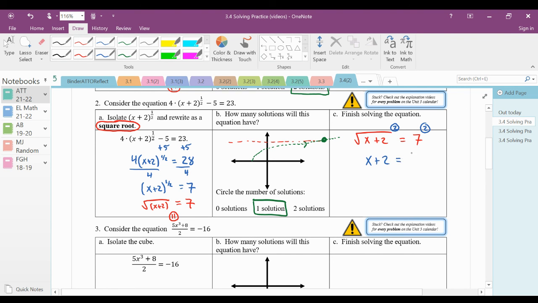Now I have that x plus 2, since the square and the square root undo each other, the reverse operations, equals 7 squared, or 49. Subtract 2, and I get my answer that x equals 47.